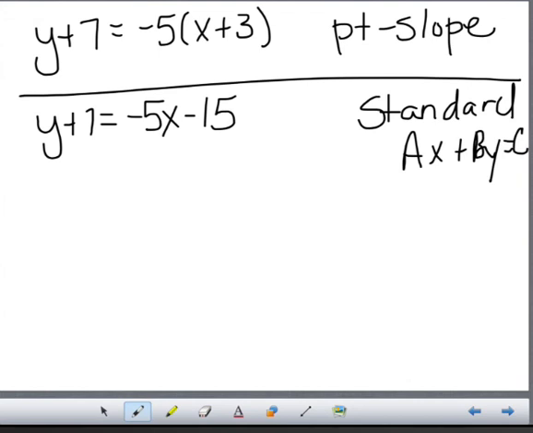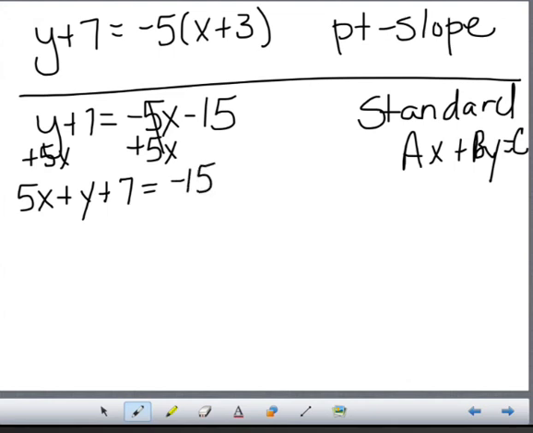Standard form, I want my x and my y on the same side. But remember, this is the one I have all those criteria for. I've got to have my x be positive. I've got to have it not be a fraction. So right now it's a negative. So I'm going to go ahead and just add 5x to both sides. You know, last time I didn't want to move it because it was positive, but now it's negative. So why not just go ahead and move that? So I've got 5x plus y plus 7 equals a negative 15. Now, standard form, I got to have my x and my y on one side by themselves. So I'm going to have what? 5x plus y equals negative 22.